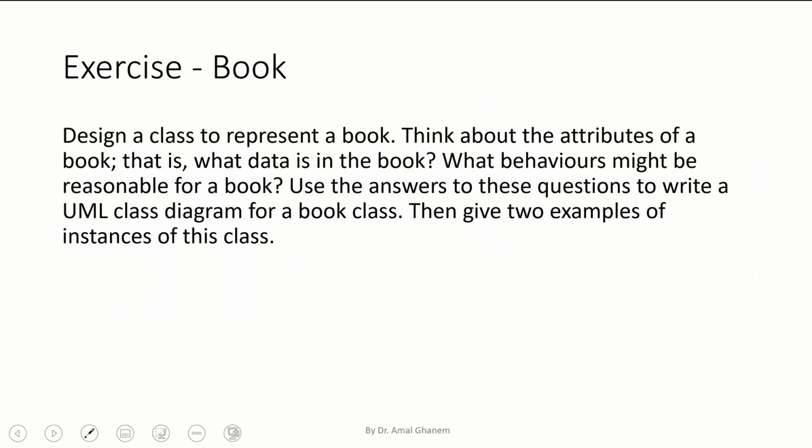We have another example here. It says here, design a class to represent a book. So I have book as a class name. I will have to think about attributes of a book, and I have to think about behaviors, which means some methods. And then we have to draw a UML class diagram, and we have to give two examples of instances.